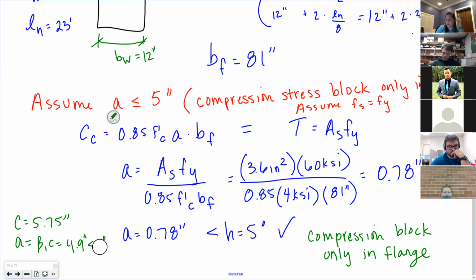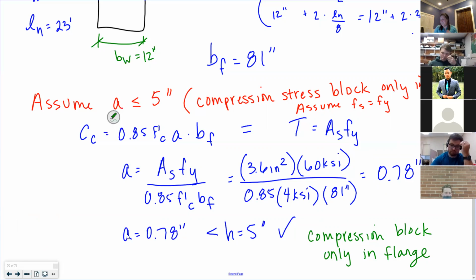So we're just trying to keep our stress block. Well, not trying to, but it just makes calculations easier. But C could be down into the stem. It's just for case 1, A has to be less than that slab thickness.